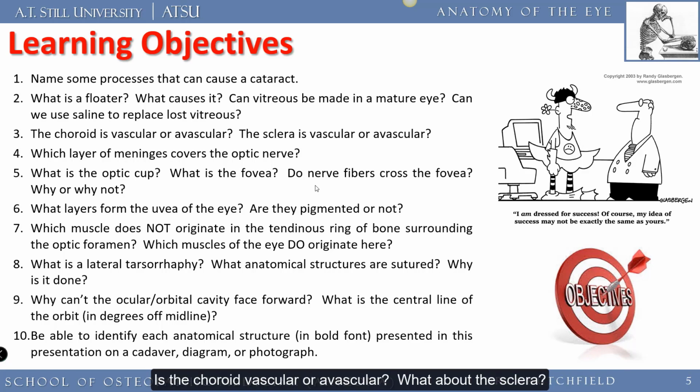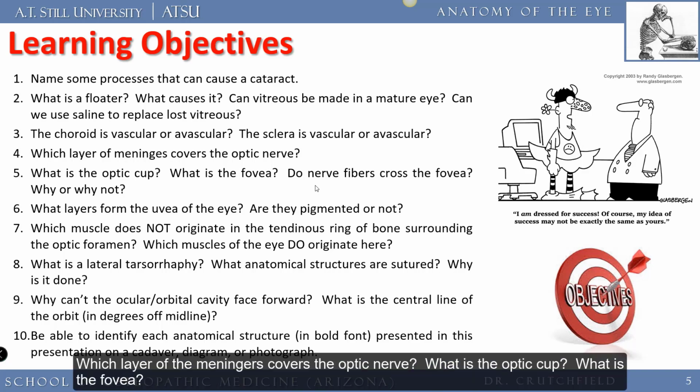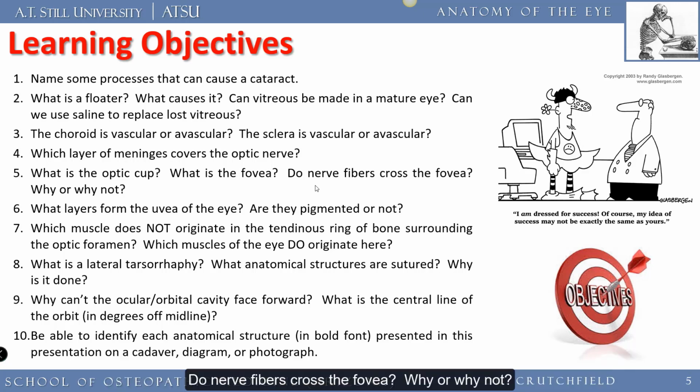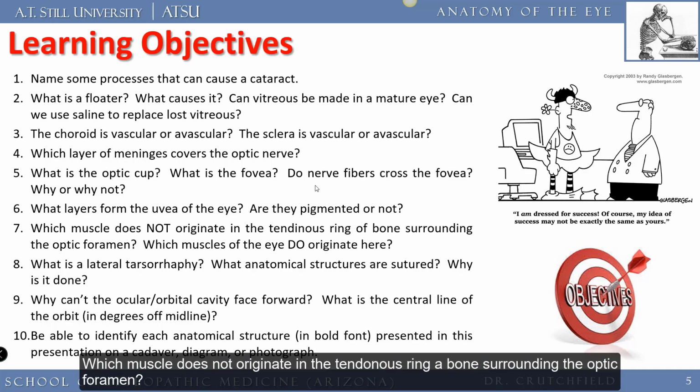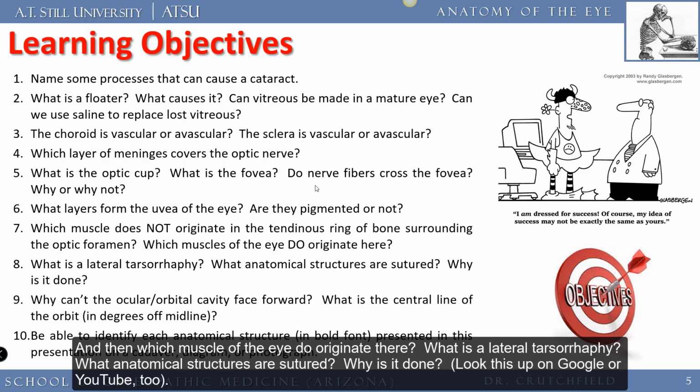Is the choroid vascular or avascular? What about the sclera? Which layer of the meninges covers the optic nerve? What is the optic cup? What is the fovea? Do nerve fibers cross the fovea? Why or why not? What layers form the uvea of the eye? Are they pigmented or not? Which muscle does not originate in the tendinous ring of bones surrounding the optic foramen? And then which muscles of the eye do originate there?